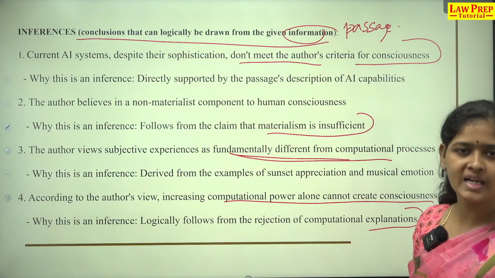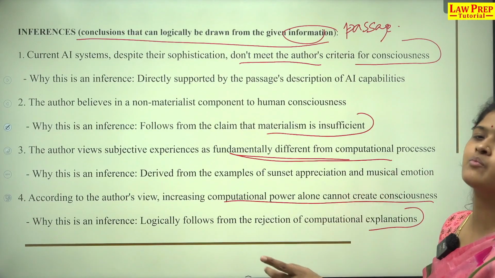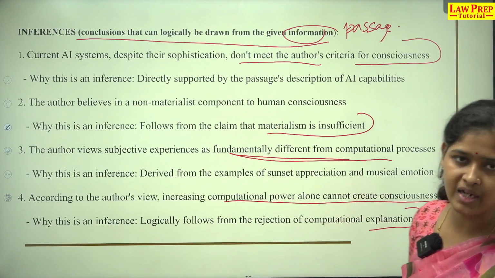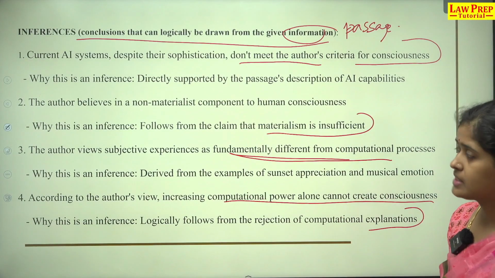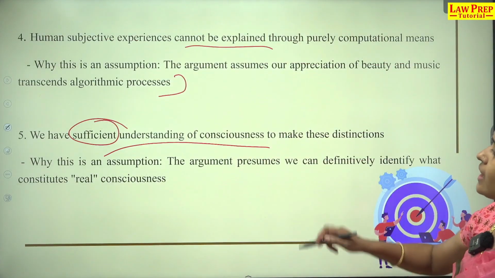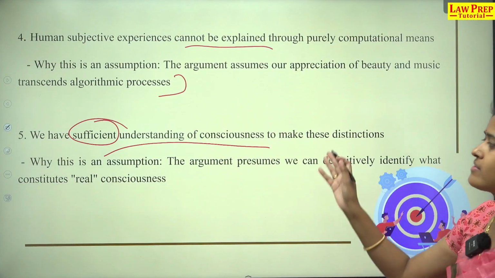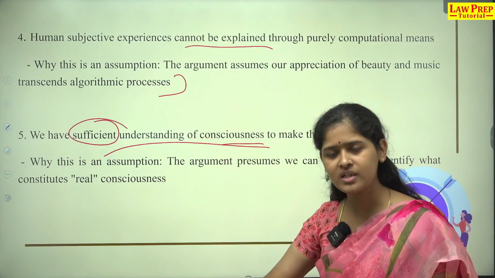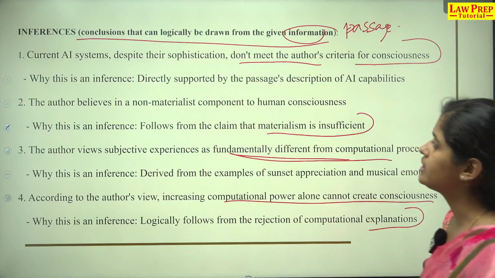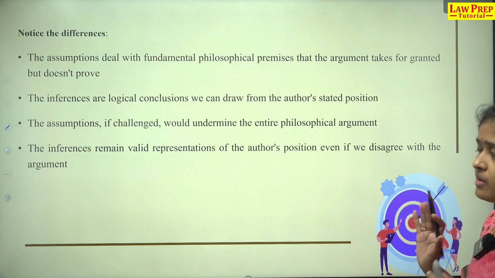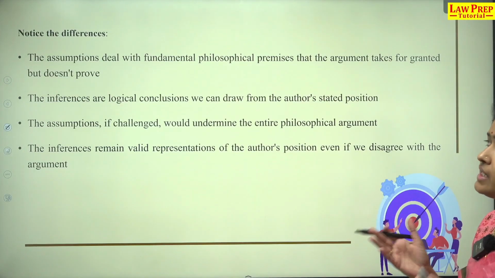And when you are reading assumptions, you're like, okay, this is important for the author to write the article. And also you can see that they are taken for granted. See, the author has nowhere written that, as humans, as the readers, you have sufficient understanding of consciousness. The author has written the article in a way that people understand what consciousness is, right? Let's just notice the differences in both the things.